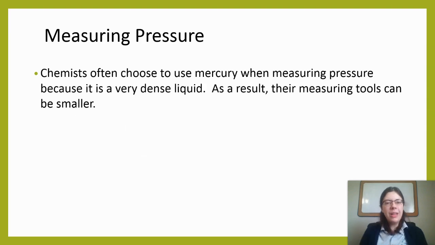So this comes down to the idea of mercury, okay? Mercury is the most dense liquid we have. So when we use mercury in our measuring tools like barometers, it allows us to create smaller tools. So we don't need to have ones that are meters tall. We can have ones that are much more reasonable in size. That makes these tools more portable.